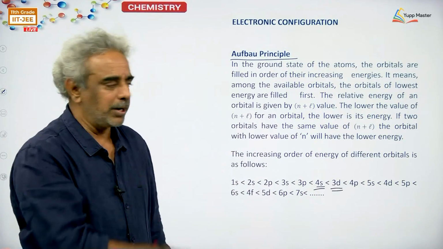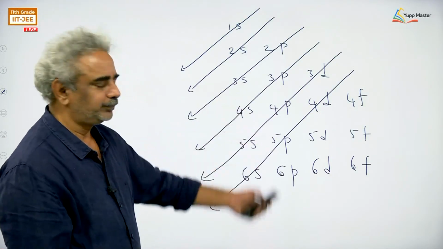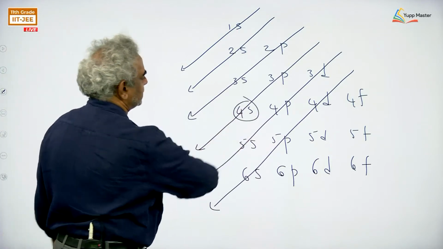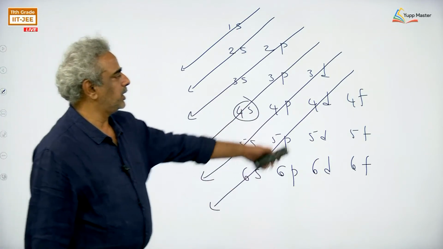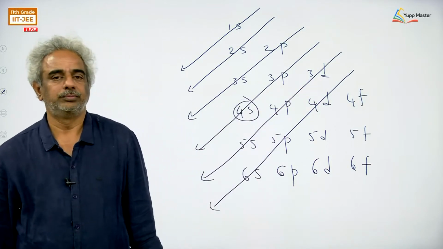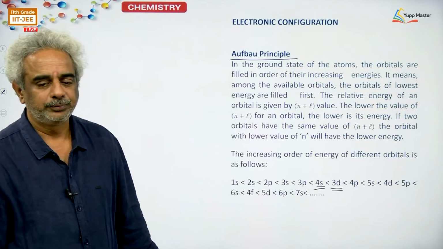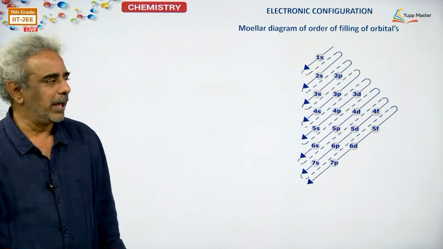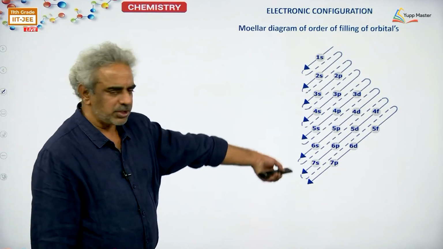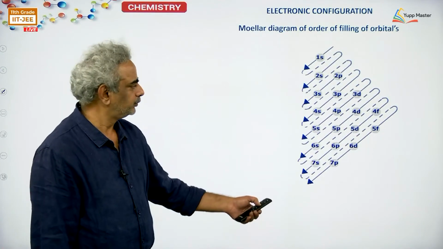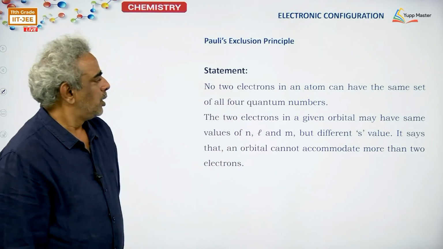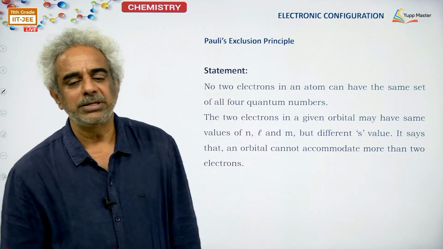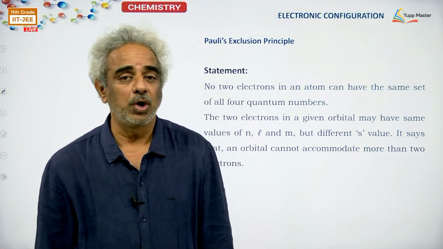I showed you an order in the previous slide. See 4s, 4 plus 0. After that 3d, 3 plus 2. So like that. See, this is the order, the Aufbau diagram, the same thing I just drew. Pauli's exclusion principle: no 2 electrons in an atom can have the same set of quantum numbers.